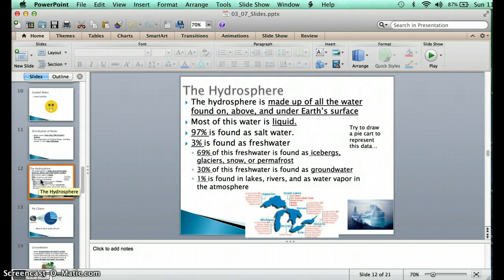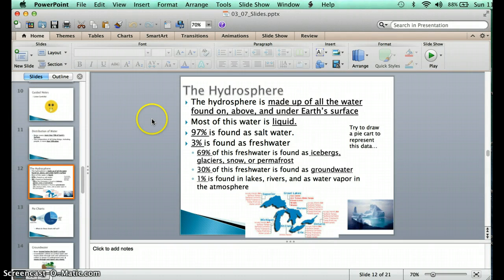So we call the area where any water is found the hydrosphere. The hydrosphere is made up of all the water found on, above, and under Earth's surface. So anywhere that there's water, we can call that area a part of the hydrosphere. Okay. So most of the water that's on the planet is liquid. Most of it is in the liquid form.